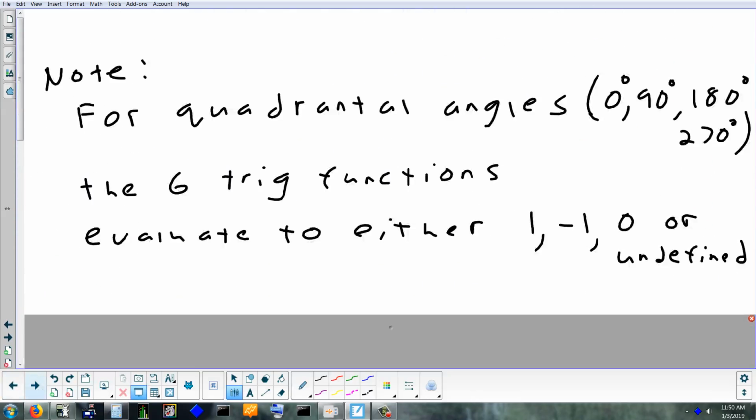All right, so the quadrantal angles are kind of a special case. If they ask you to find the trig functions for one of those, you're only going to get one of 4 answers: a 1, a -1, a 0, or undefined. And that's because every one of those angles is on an axis. If you have a point that's on an axis, the coordinate would always have what number in it? Yeah, 0. So every one of these points is 0, comma something, or something, comma 0.